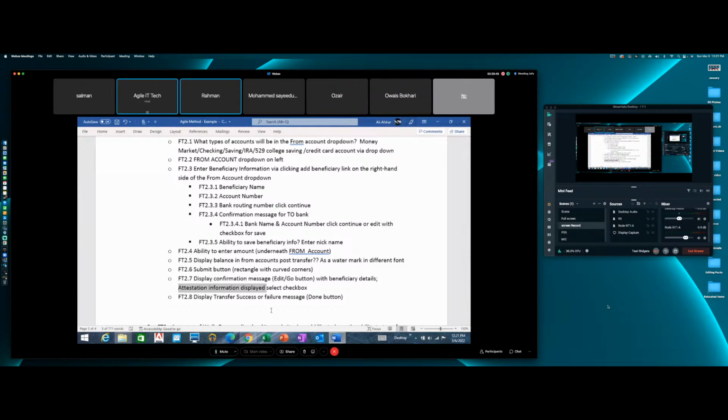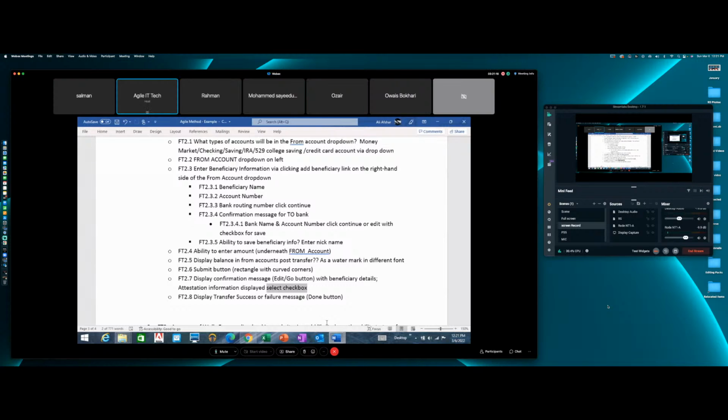The terms and conditions of an external transfer are different than the terms and conditions for an internal one. And look, what else is built on this one screen? Select checkbox. So what do you think about the checkbox? Why do you have a checkbox? You're confirming the transaction.